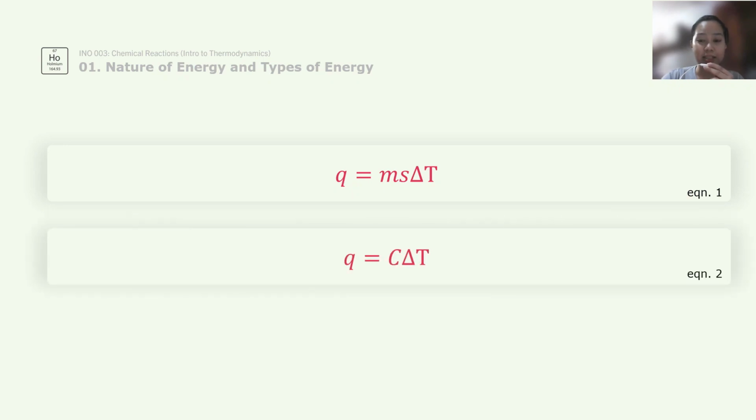Here are useful equations in measuring the heat change. In the first equation, specific heat s and mass m are used along with change in temperature, delta T. On the other hand, the second equation uses heat capacity multiplied by the change in temperature. The change in temperature is determined by the difference in its initial and final values.